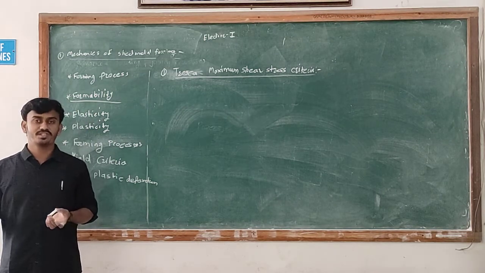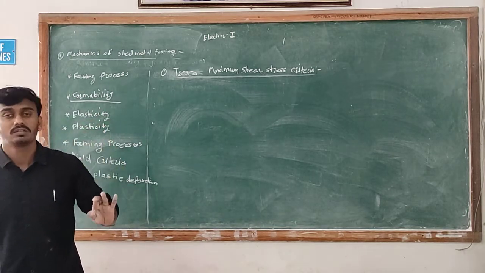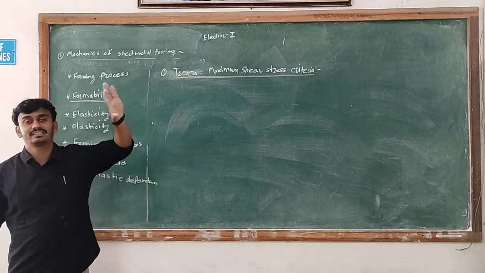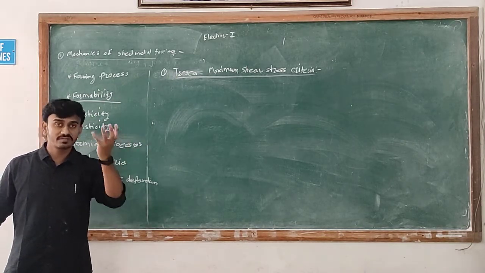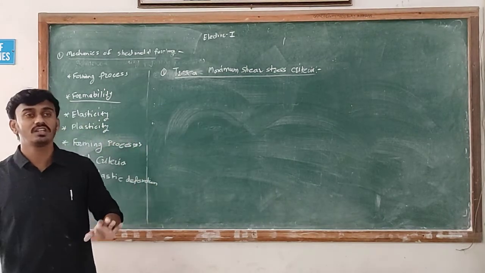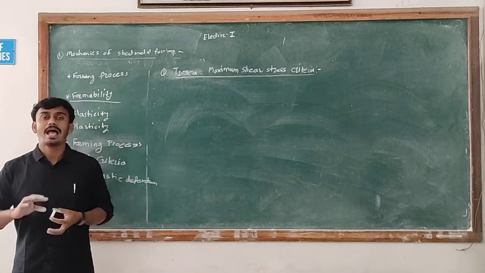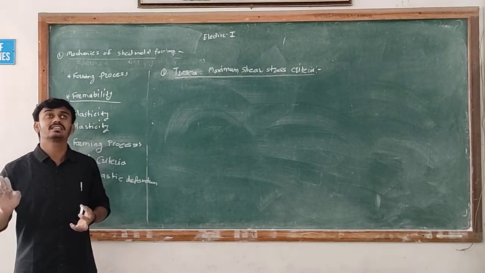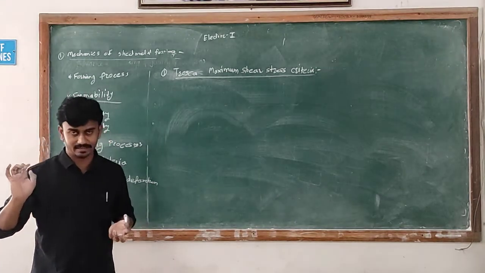Plastic deformation starts. I will again explain. This criteria suggests when the plastic deformation will start in the material: according to this criteria, the plastic deformation in a material will start when the applied stress reaches its yield shear stress.